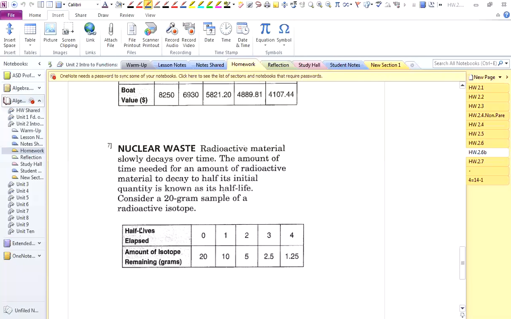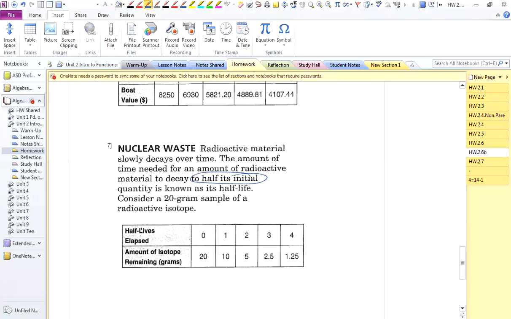Okay, so it says radioactive material slowly decays over time. The amount of time needed for an amount of radioactive material to decay to half of its initial quantity is known as the half-life. So you guys don't know that yet. But consider a 20-gram sample of radioactive isotope.